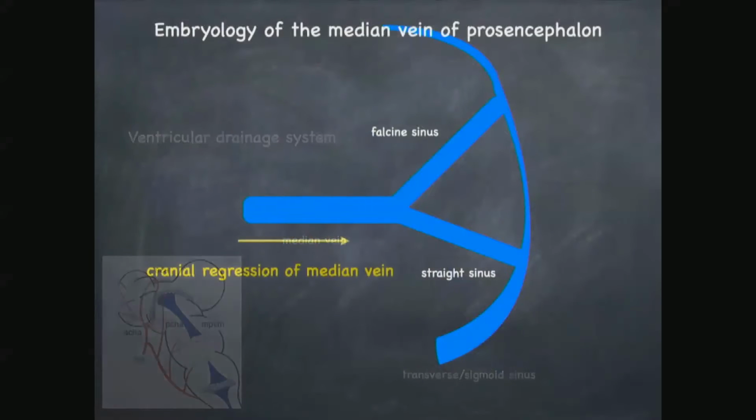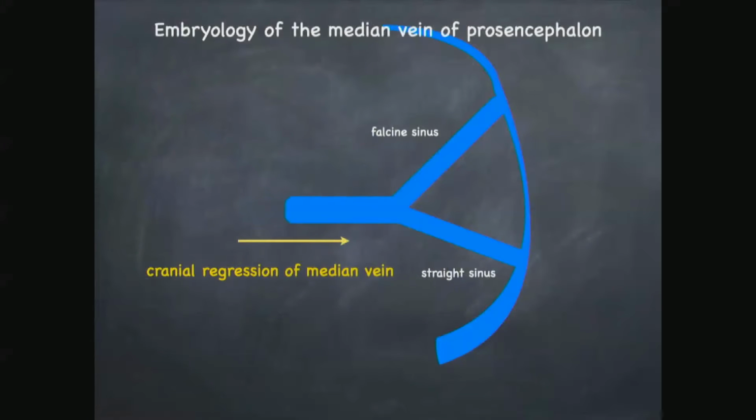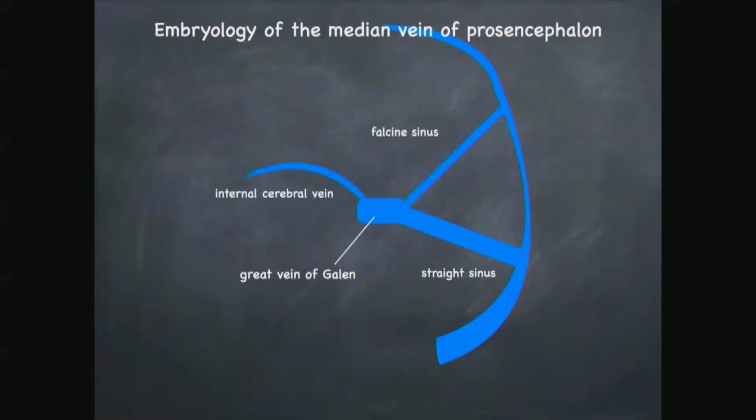The median vein regresses, and we call it cranial regression, and the falcine sinus regresses, and the internal cerebral vein. It was connected to the great vein of Galen. This is the normal development of the deep venous system.